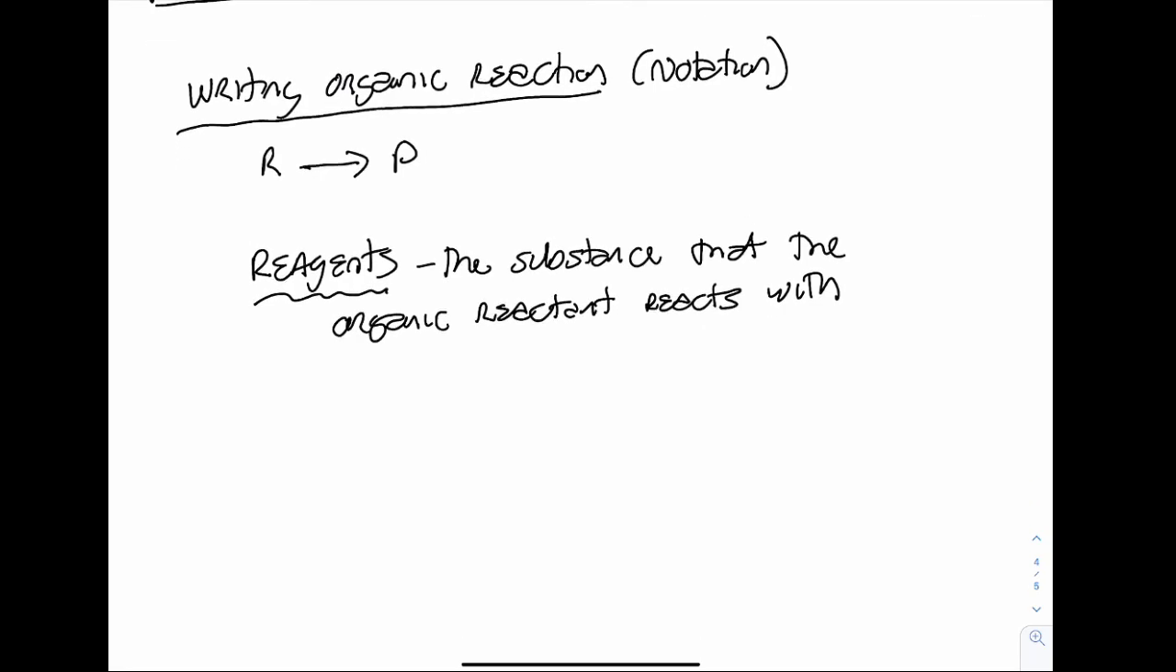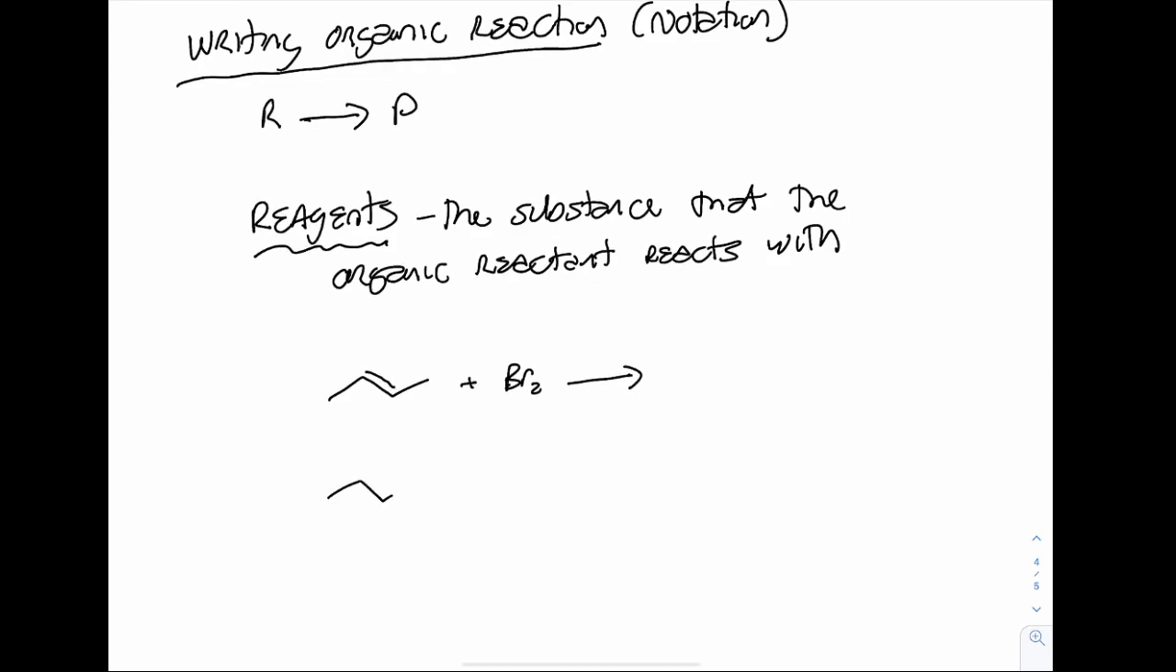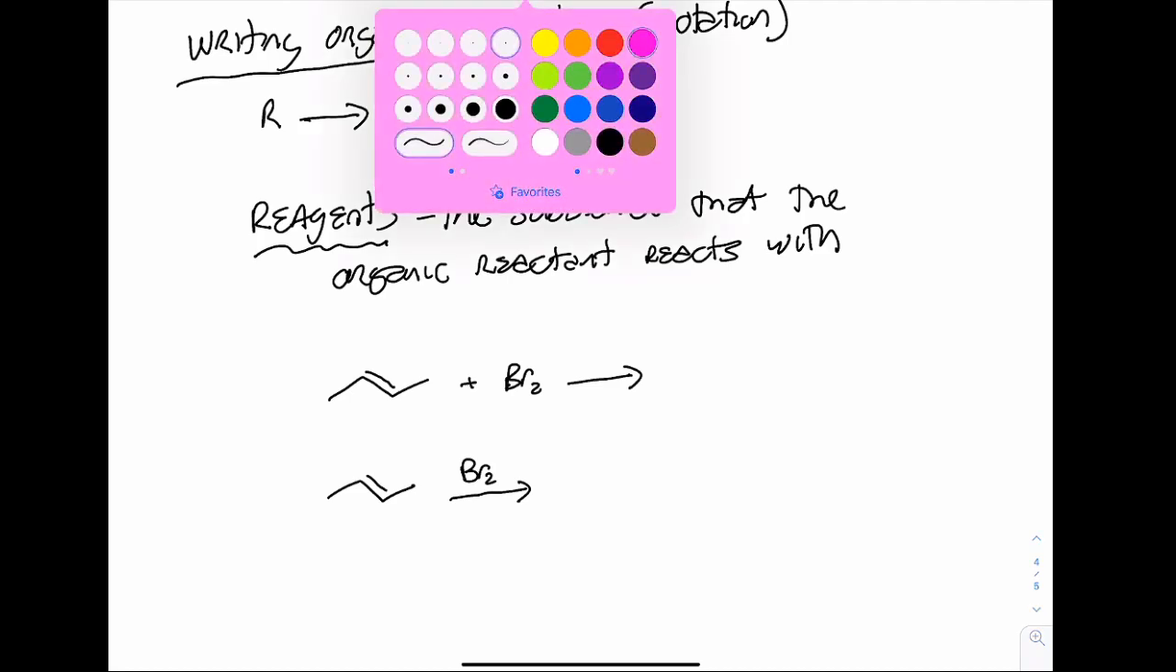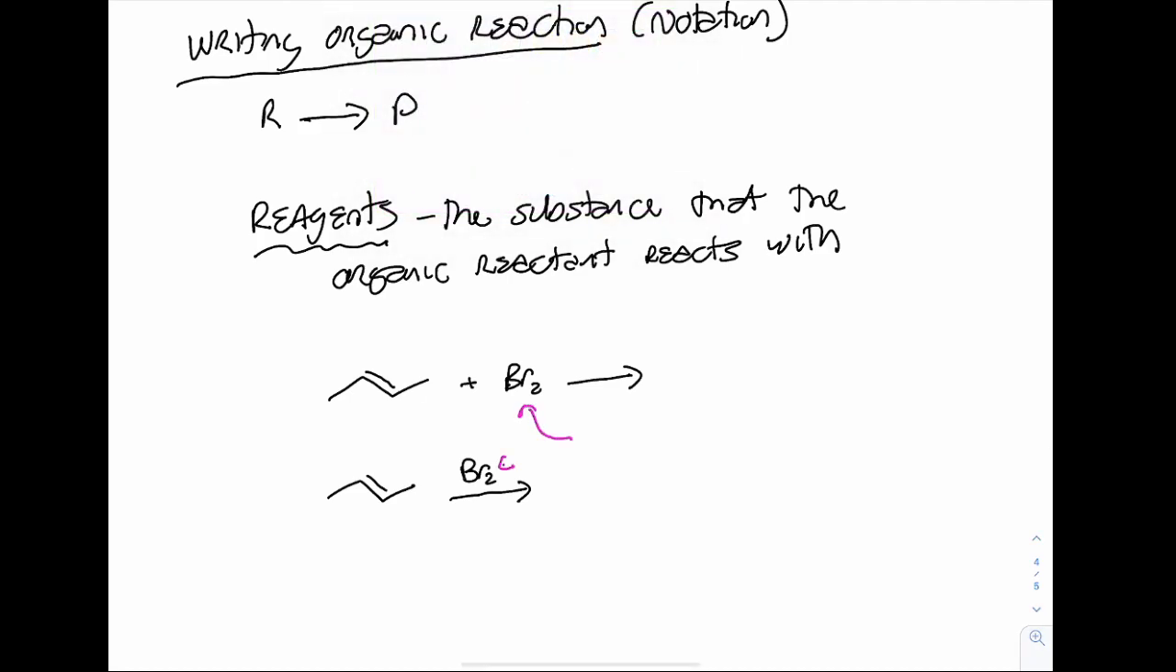Sometimes it's written on the reactant side of the arrow, sometimes it's actually written on the arrow. So as an example, if I take this alkene and add bromine to it, bromine is my reagent in this problem. My alkene is my organic reactant. Bromine is what I'm adding to that organic reactant. So bromine would be my reagent. Oftentimes it's written on the arrow. I tend to write it on the arrow more than to the left of the arrow. That's more commonly how I'm going to write it, though I do both, but they mean the same thing. In both cases, my bromine is my reagent.